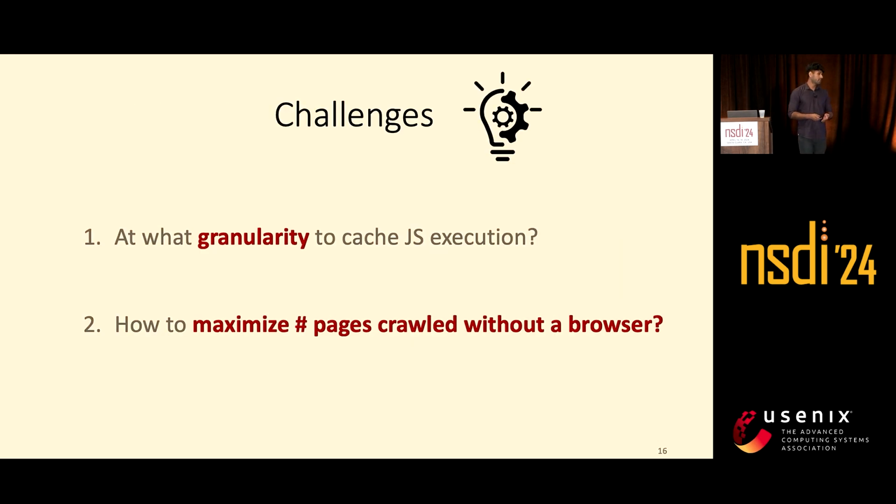In order to realize this vision, there are two challenges that we need to solve. The first challenge is with respect to the caching granularity. The finer you cache at, the higher the reusability, but also the higher the cache management overhead. The second challenge is with respect to minimizing the use of the browser. I've established that browsers are compute intensive, and so we need to maximize the number of pages that you will crawl without using one. Let's start with the first challenge.